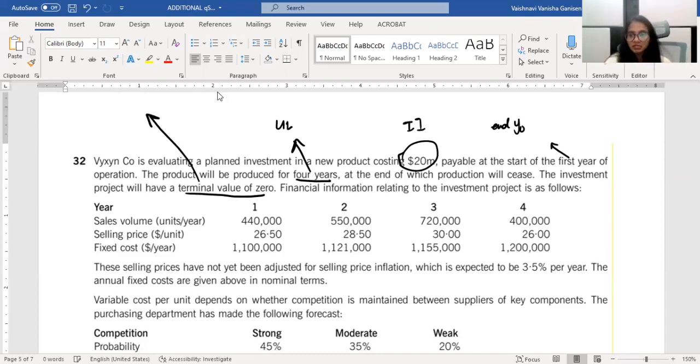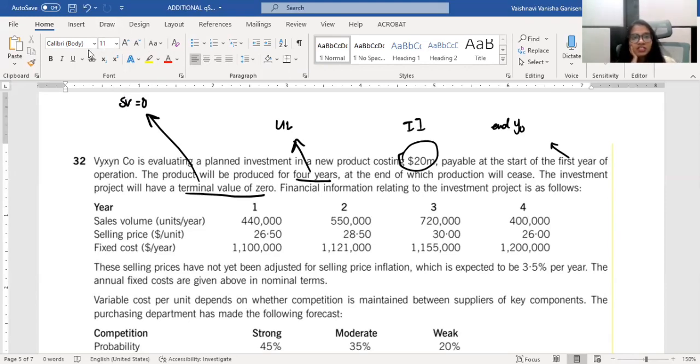So guys, what is terminal value? Terminal value is actually your scrap value. So your scrap value is equal to 0. Why do they use the term terminal value? Because terminal value actually means the value at the end of the project. That means after 4 years, the value at the end equals 0. So when this value equals 0, it also means that the project's scrap value will be 0.